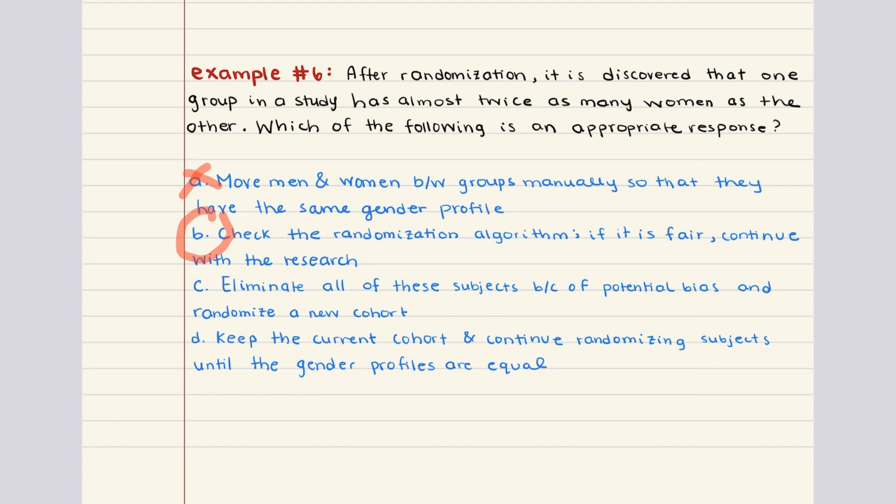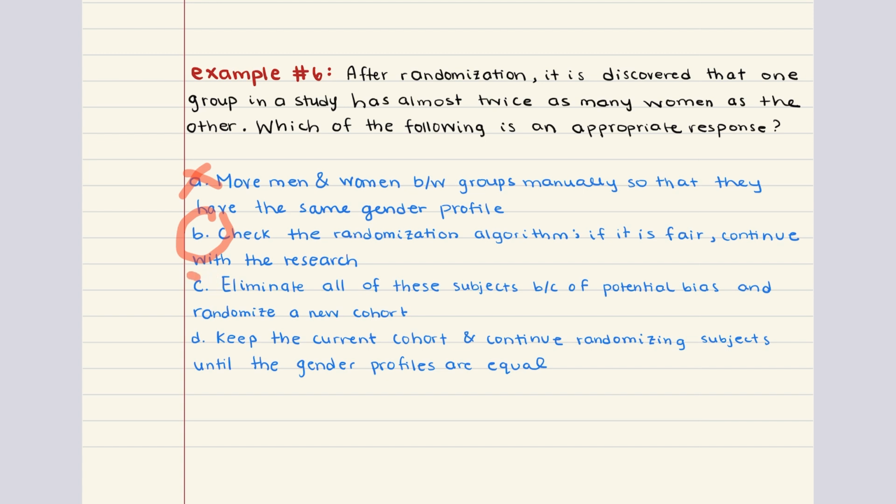Let's still work through C and D. C says eliminate all of these subjects because of potential bias and randomize a new cohort. So this option is kind of extreme and it's really unnecessary. Eliminating participants is going to waste your resources, it's going to waste your time, and it's unlikely to resolve the issue since another round of randomization could very much result in a small imbalance again. So, if the randomization process was valid, there's really no need to discard the cohort.